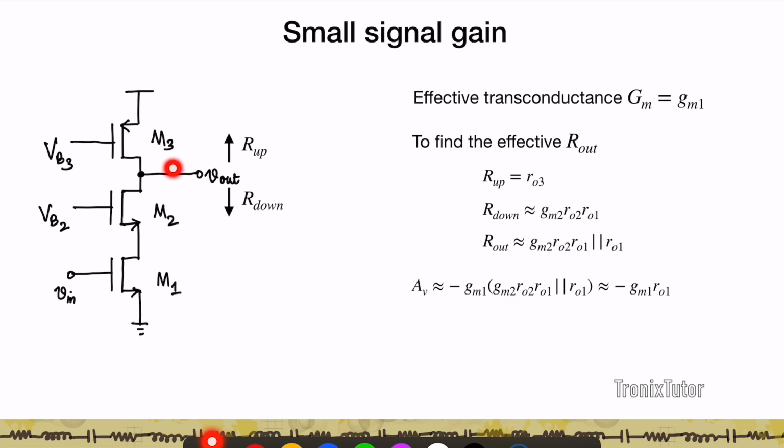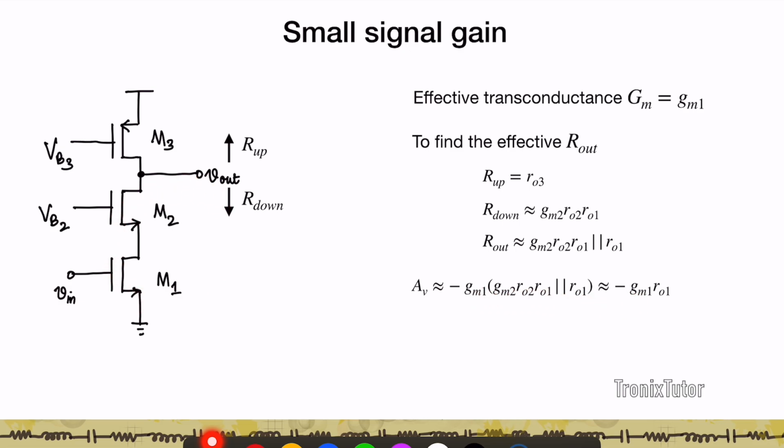So the effective resistance at the output node is going to be RO3, again, sorry, this should read RO3 parallel GM2 RO2 RO1. So that's your effective output resistance, and therefore your total voltage gain is now going to be given by minus GM1 into this effective output resistance. So what you see here again is that even though R down is going to be very large because of the cascode effect, because R up is restricted only to RO3 and in a parallel combination, the smaller resistance prevails, you see that the output resistance of such a stage remains close to RO3 rather than take into effect the cascode.